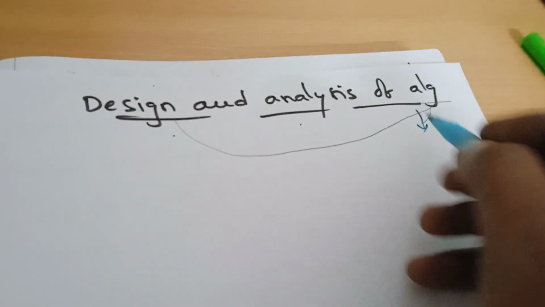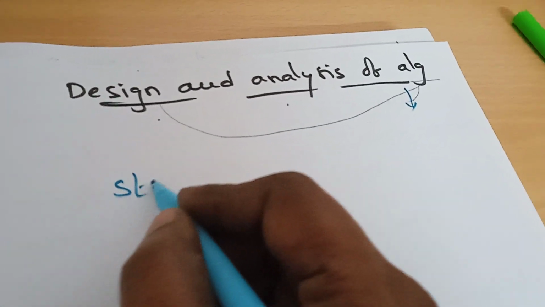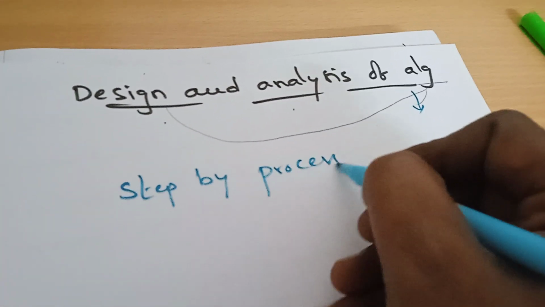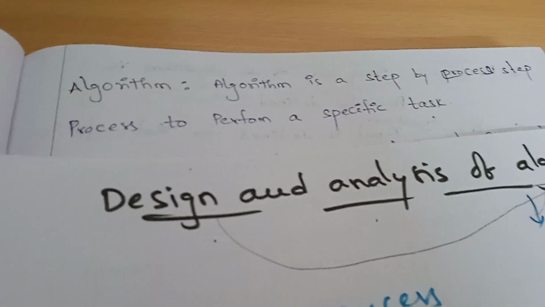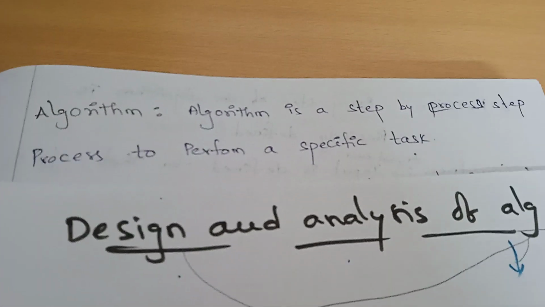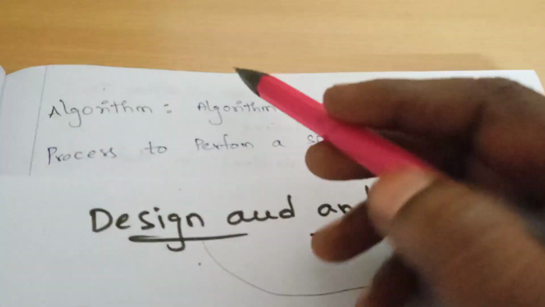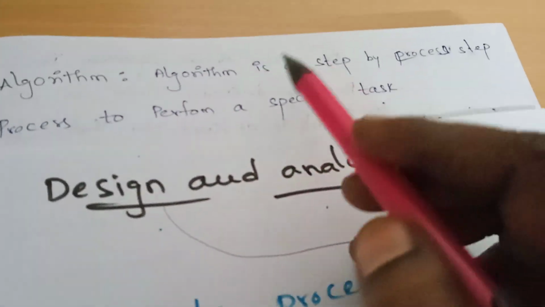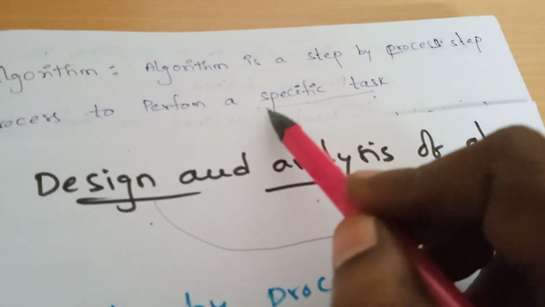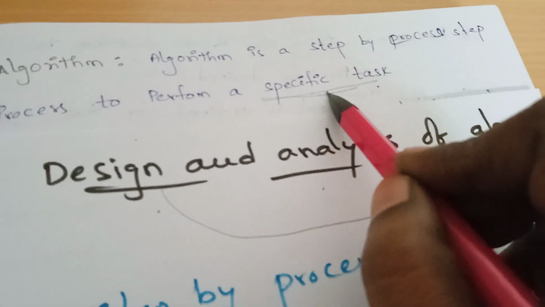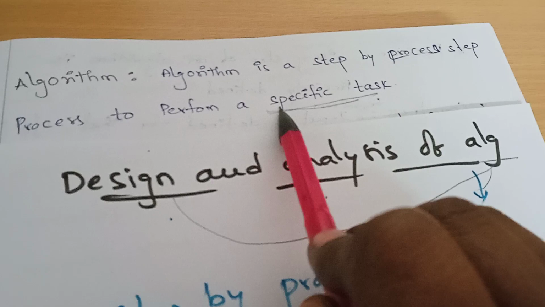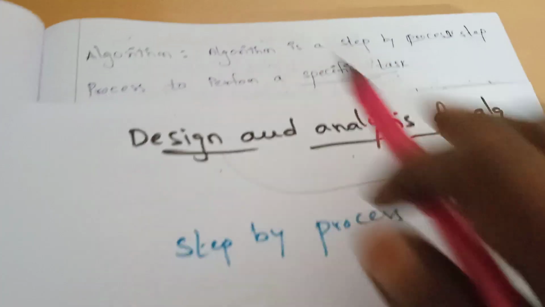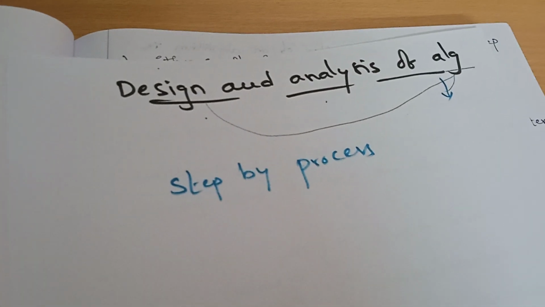What an algorithm actually is: it's a step by step process. Or else you can look at the definition I already wrote. The definition is: an algorithm is a step by step process to perform a specific task. This is a task which has to be performed in a step by step process. That means we will be identifying a problem.